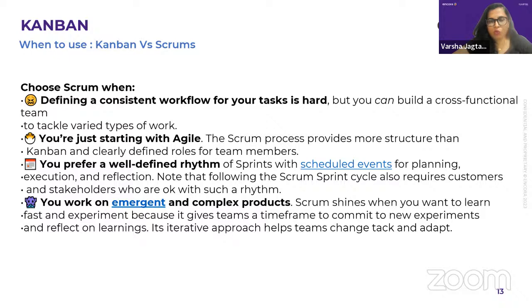Okay, where you have a goal, you have to showcase that if anything goes wrong, it could be a big loss. So it shines when you want to learn fast and experiment, because it gives teams a time frame to commit to new experiments and reflect on learnings. Its iterative approach helps teams change, track and adapt.